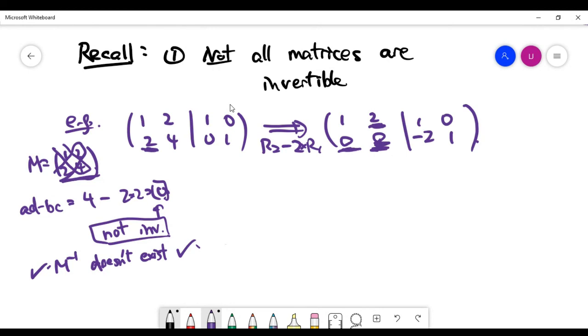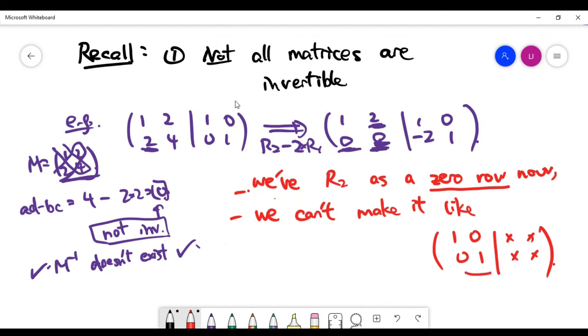So let me put it here. There's no chance we can make the final stage, where the left-hand side is an identity matrix, because whenever we have a row of zeros, like in this case, it won't work. Please try it yourself. No matter what row operation you do, you are not going to arrive at it whenever you have a zero row. And that's note 1.